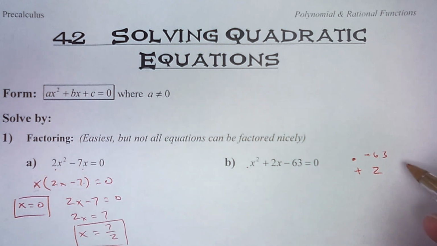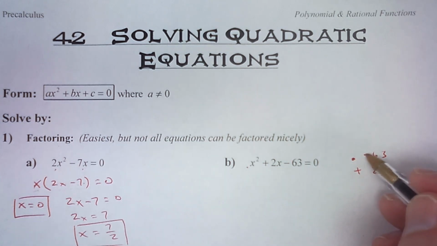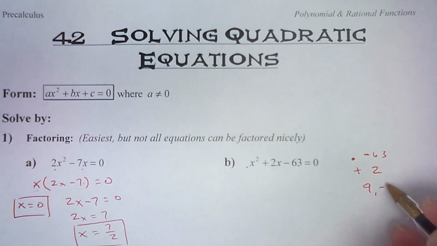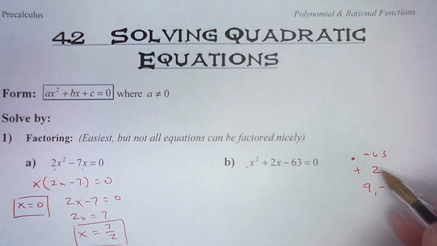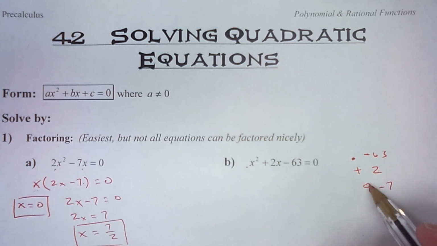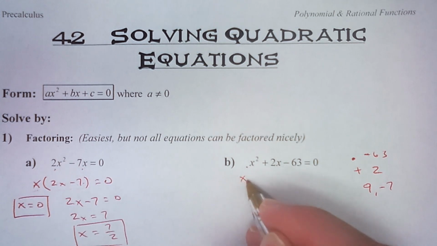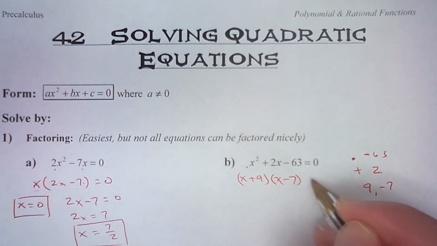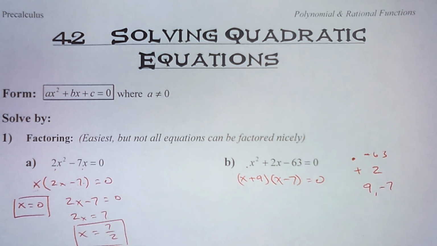There's 9 and 7. What if I turn one of those negative, a 9 or a 7? Can I make that add up to 2? And the answer is yes. If I do 9 times negative 7, I get negative 63, and 9 plus negative 7 is 2. So 9 and negative 7 are my numbers. My factored form is x plus 9 times x minus 7 equals 0. So it is factored.